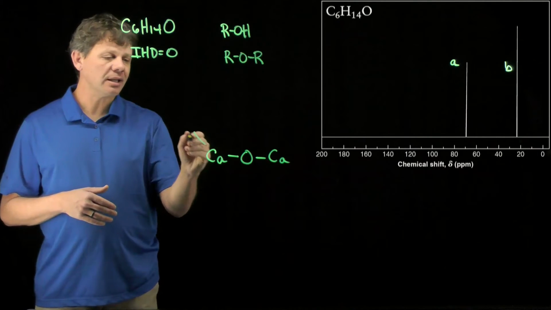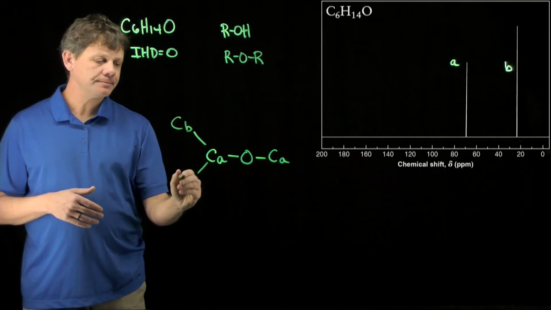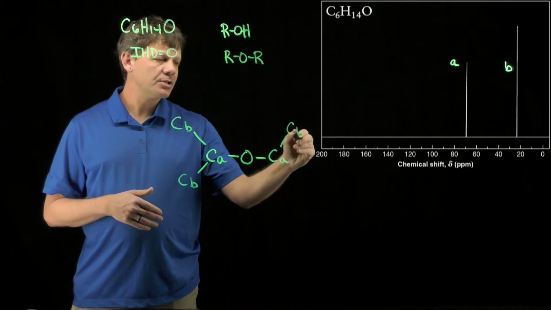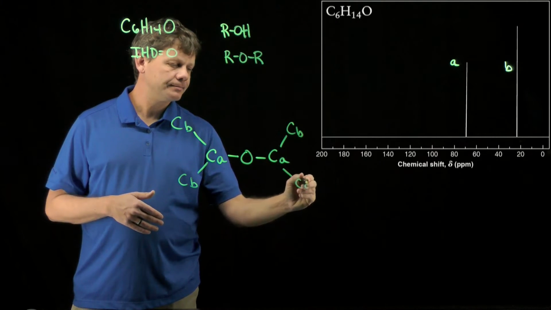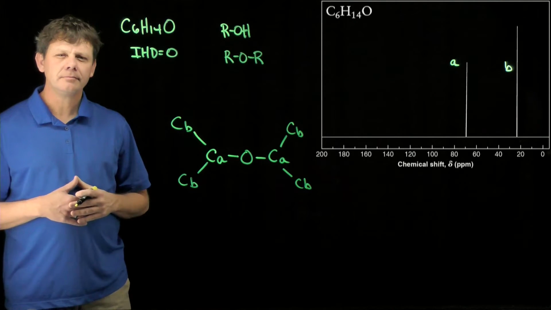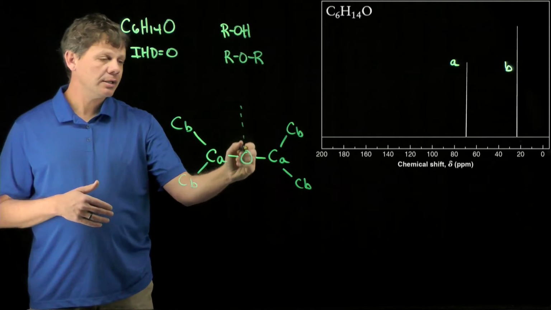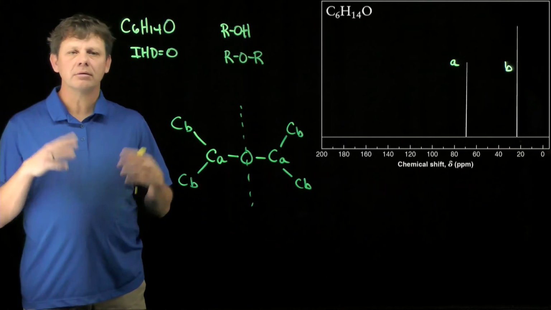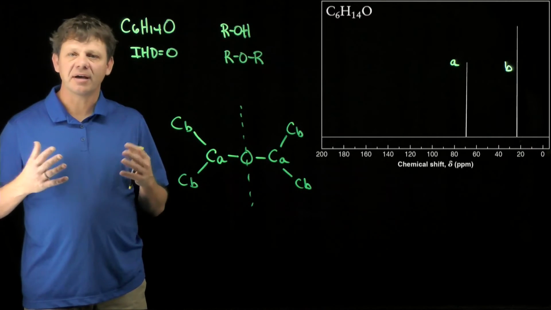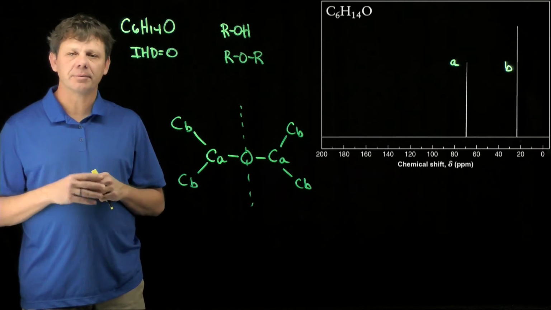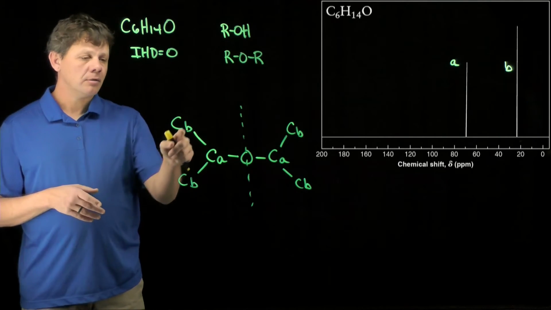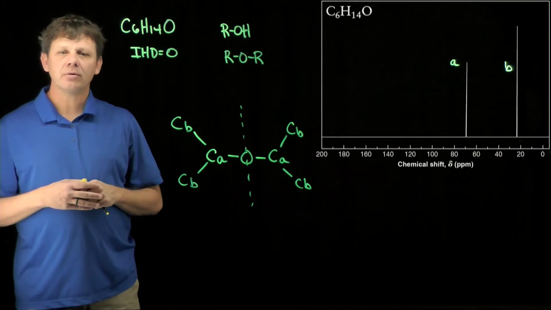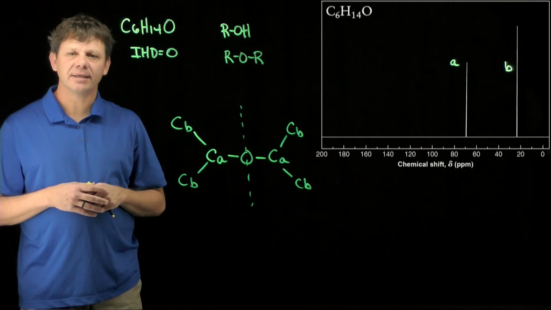And so let's keep the molecule symmetrical and put a CB on each of the CAs. There would be symmetry in this molecule. These 2 CAs are the same, 1 signal around 65 parts per million. 4 CBs, all the same, 1 signal between 0 and 50.